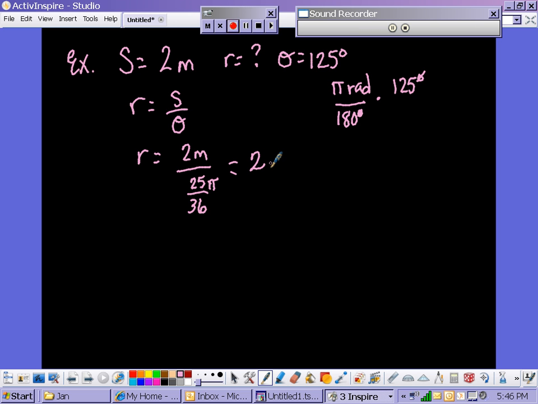So that's going to be 2 meters times 36 over 25 pi. And then 2 times 36 is 72 over 25 pi. And because we were using meters, we say meters. So our radius is 72 meters over 25 pi.